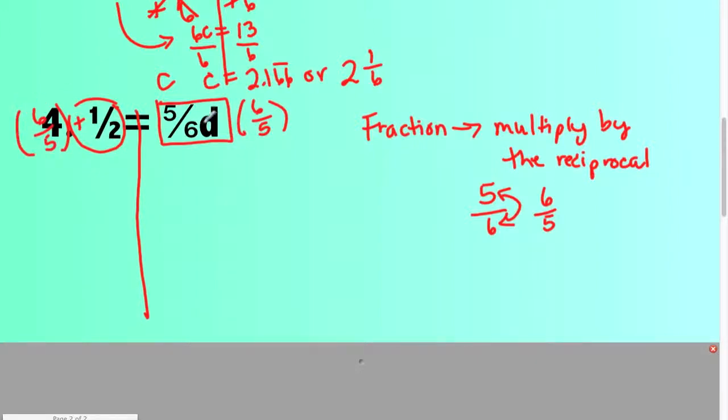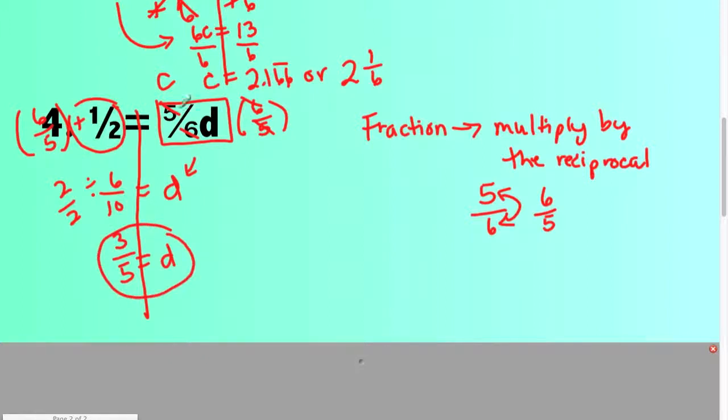There we go. All right, so then these can cross cancel, and you're left with D. So we're going to bring it down. And when you're multiplying fractions, you go straight across. So 6 times 1 is 6, and 5 times 2 is 10. We can reduce those both on the top and bottom by 2. So 6 divided by 2 is 3, and 10 divided by 2 is 5. So D equals 3/5.